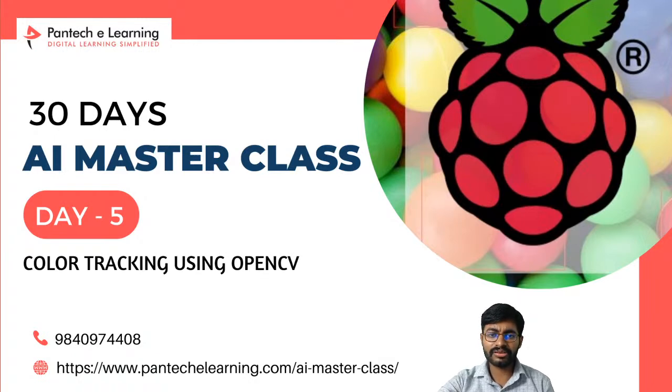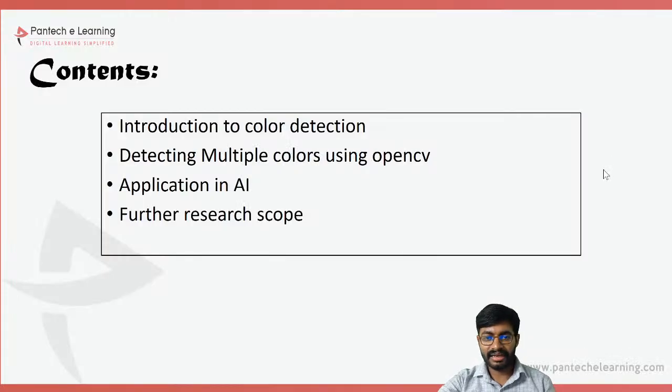Through this we will also come to know the following contents: introduction to color detection, what all the things are there, how we will be able to separate the colors and what the particular values are. Then detecting multiple colors using OpenCV, applications in AI with the help of OpenCV, and further research scope regarding this. And finally, like usual, we will be working on AI news.